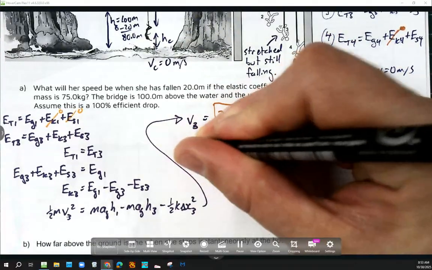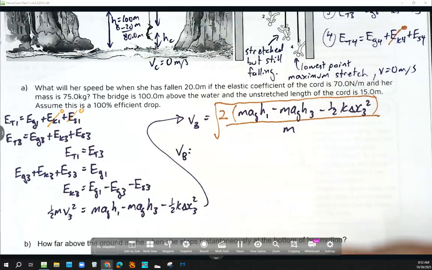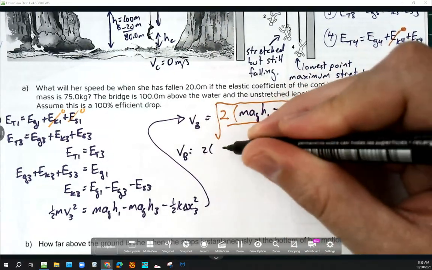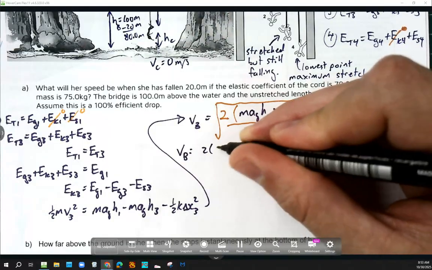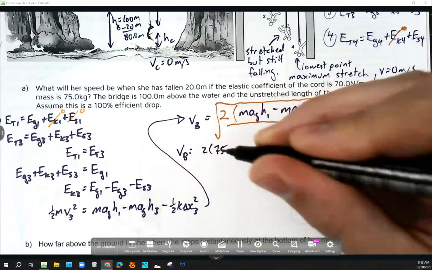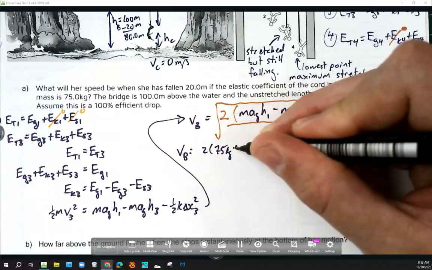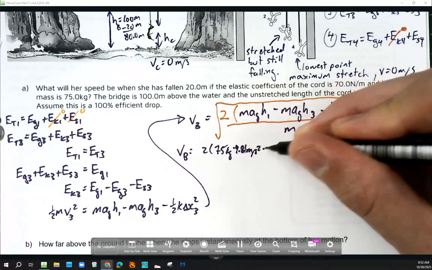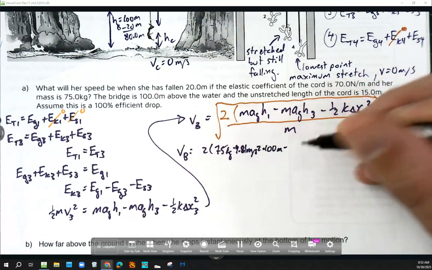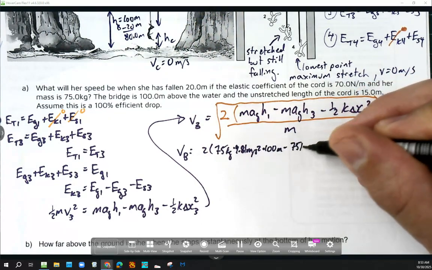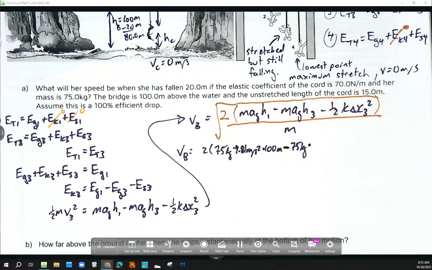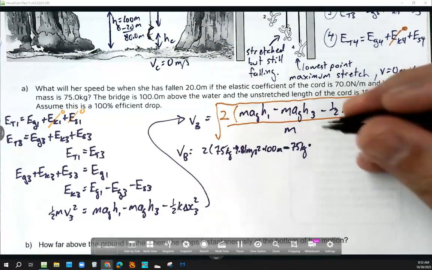I'm going to move my VB just over the other side to buy myself a little bit more space and start subbing in my values. 2 times, oh my goodness, this is a lot. Make sure that I can make my multiplication signs and my minus signs look different.